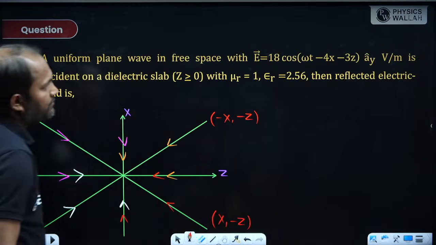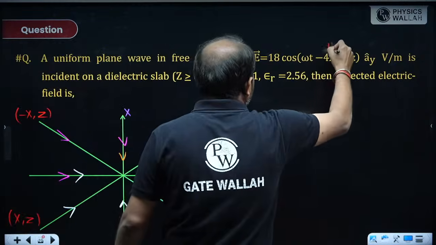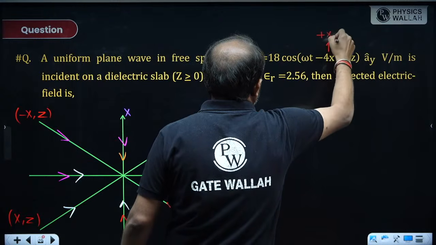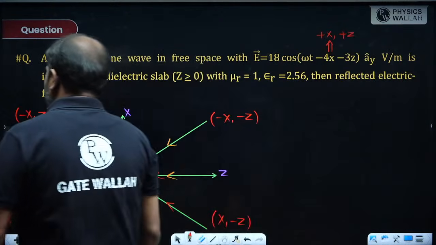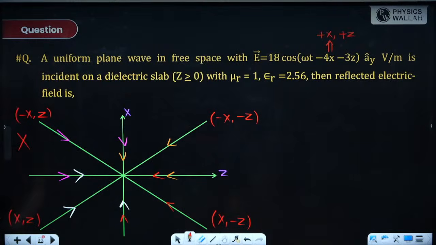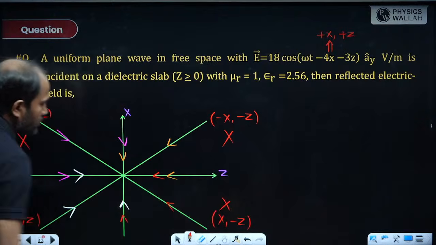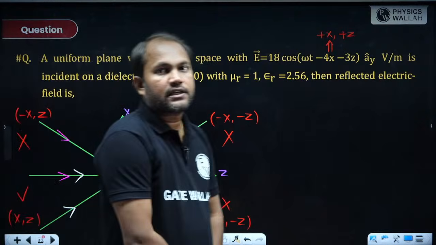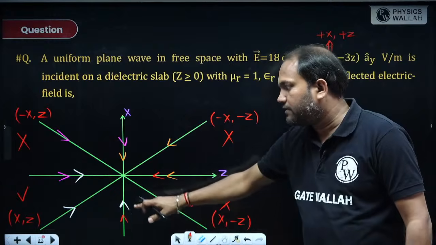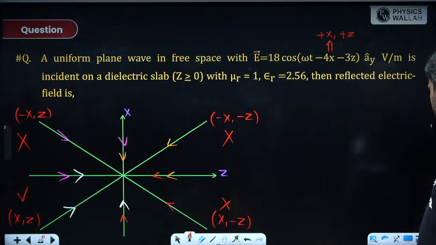We have a wave in plus X and minus Z, so plus X and plus Z direction we have. So which one is correct? This one no. This one yes. This one no. This one no. So which one is correct? The third one is correct. This is a very beautiful question from oblique incidence.